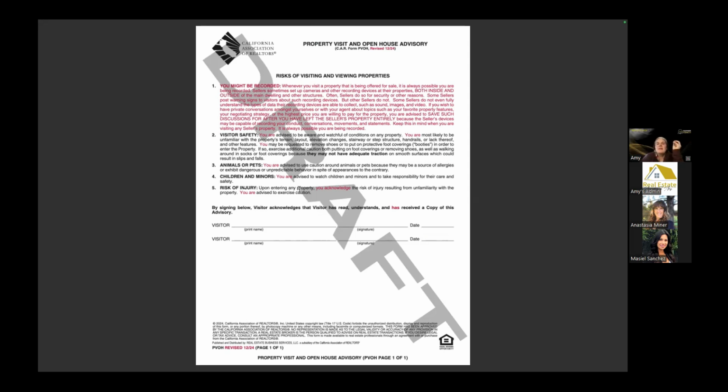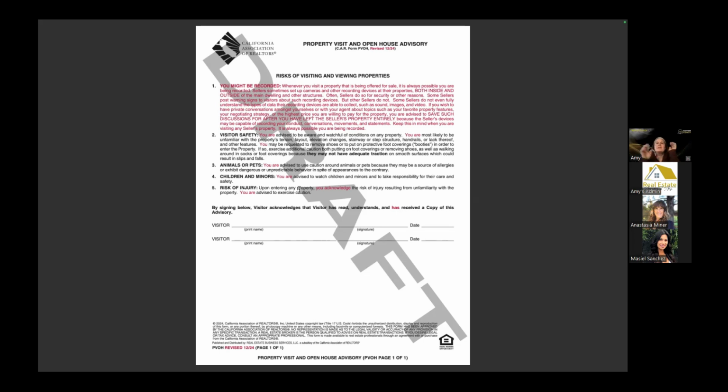Number 1, risks of visiting and viewing properties. You might be recorded. Now we've disclosed that, at any property, you could be recorded. Whenever you visit a property that is being offered for sale, it's always possible that you are being recorded. Sellers sometimes set up cameras and other recording devices at their properties, both inside and outside of the main dwelling and other structures. Often, sellers do so for security and other reasons. Some sellers post warning signs to visitors about such recording devices. You're supposed to, but most of us don't. But other sellers do not.